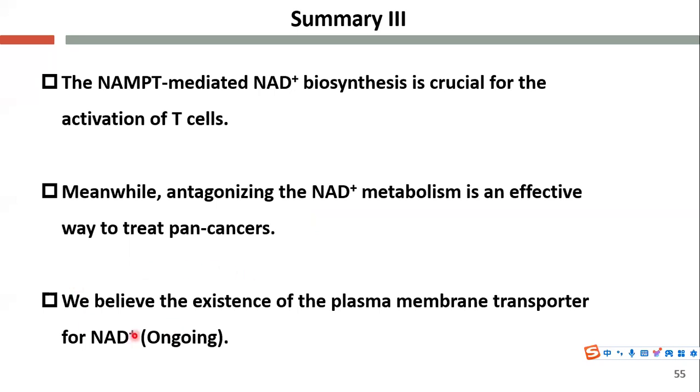My lab is also working on the plasma membrane transporter identification for the NAD. Re-addition of NAD can totally rescue the phenotype in the T cell functions. Since then, we think maybe the NAD transporter also exists on the plasma membrane, which can serve as a safeguard for the T cells to uptake exogenous NAD from the environment.